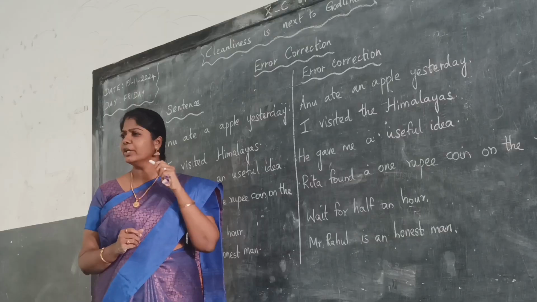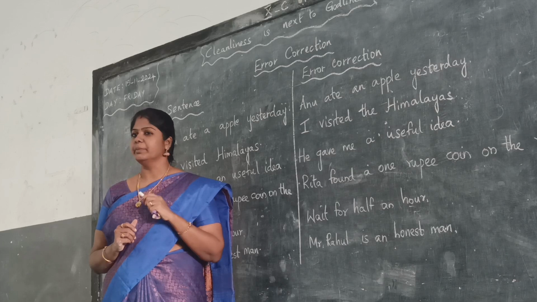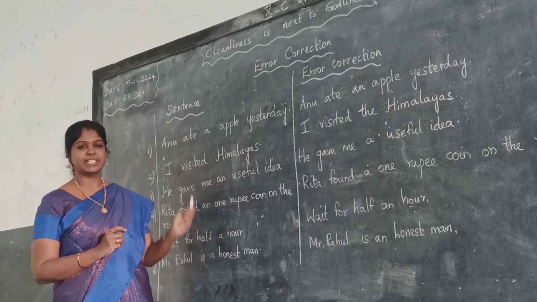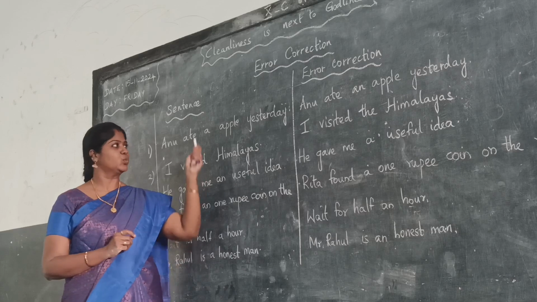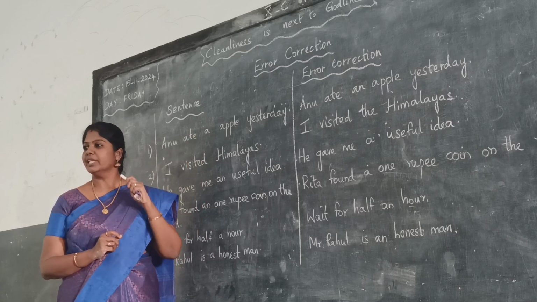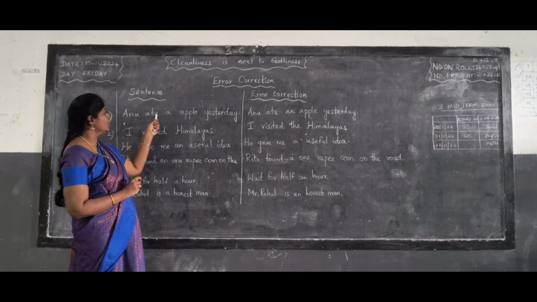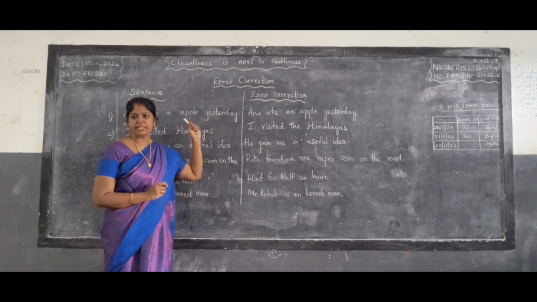Correction. What do you mean by error? Error means mistake. Okay. So we will be given some set of sentences where we have to correct the sentence with the right sentence. Okay. Now the first sentence is: Anu ate a apple yesterday.